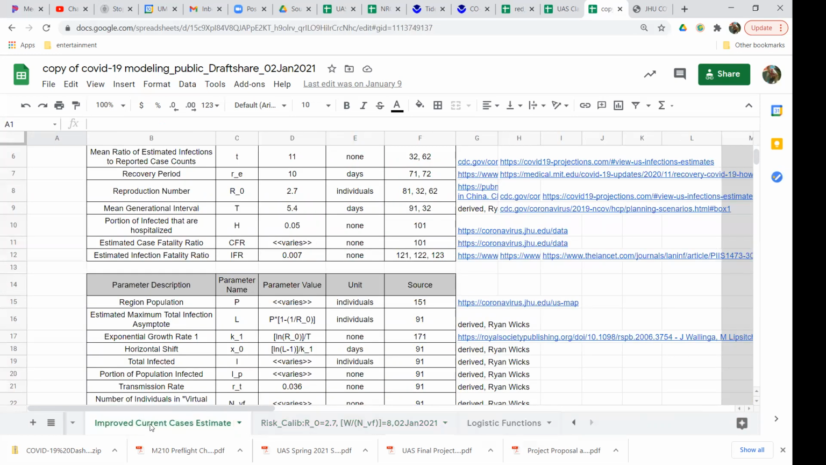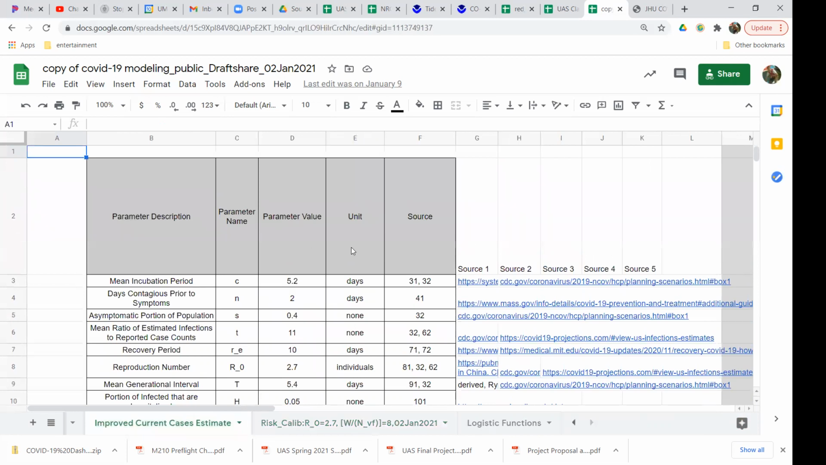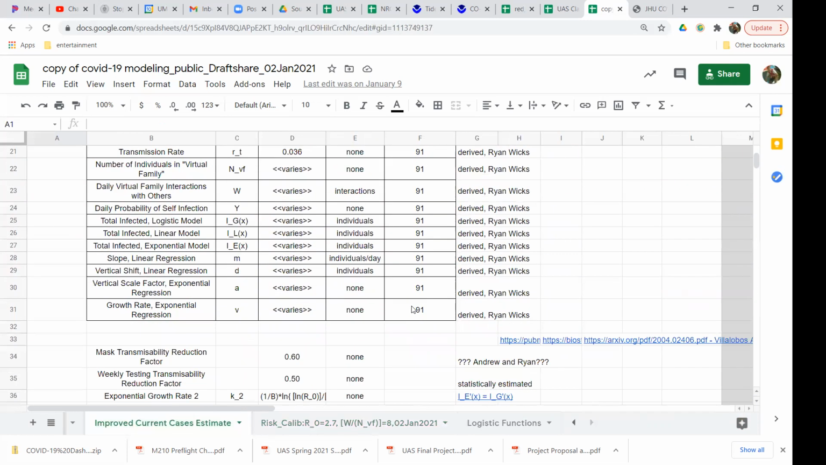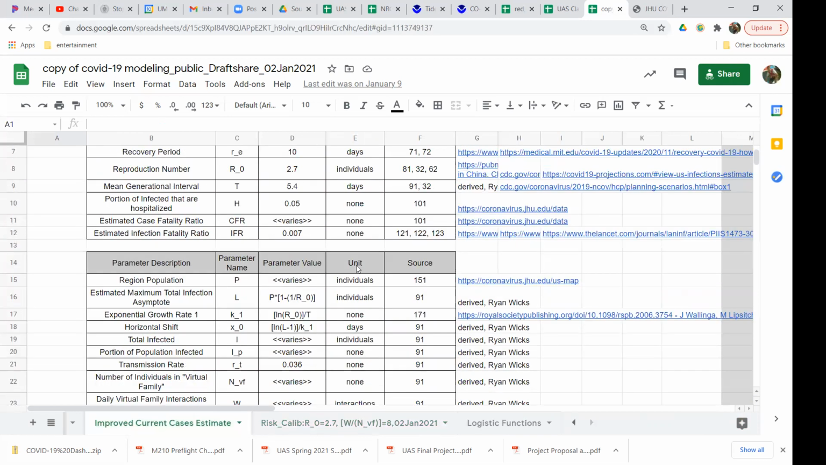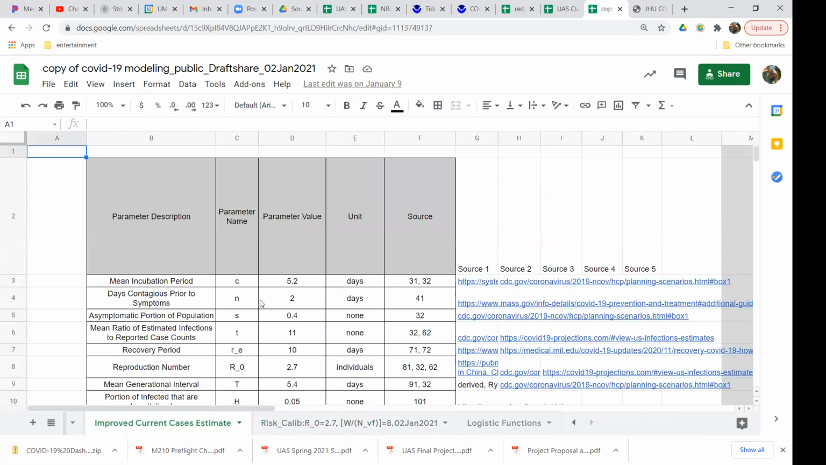This tab right here is the improved current case estimate. This is where I set the parameters that inform the rest of the model. These tend to be fixed. You can certainly play around with these and see how the model adapts as you adjust these values.